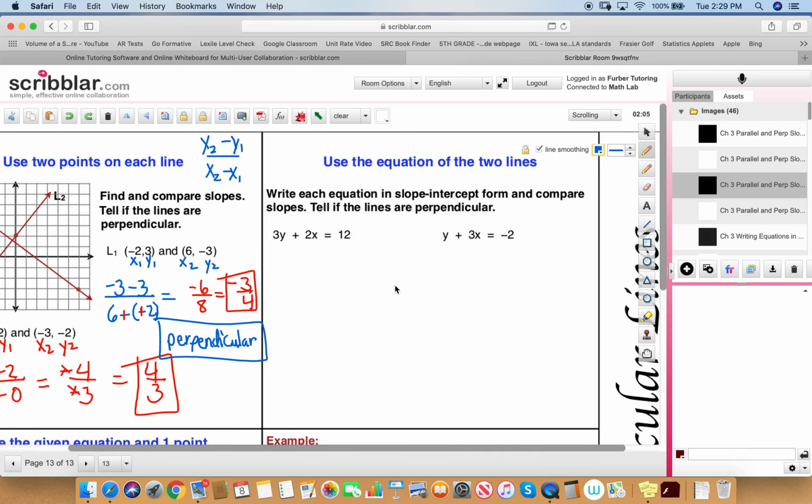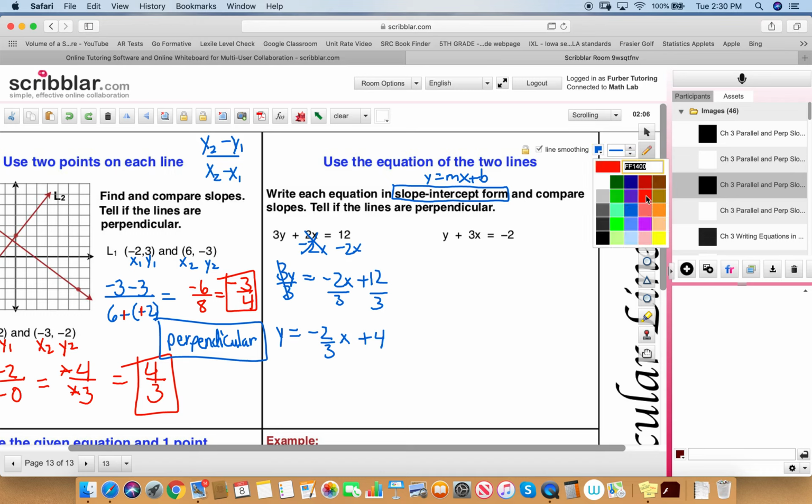Now, if we want to check this with equations of lines, we again have to make sure we get them into slope-intercept form. Okay, so for this one, I'm going to subtract the 2x from both sides. I get 3y equals negative 2x plus 12. And then if I divide by 3, I get y equals negative 2/3 x plus 4.